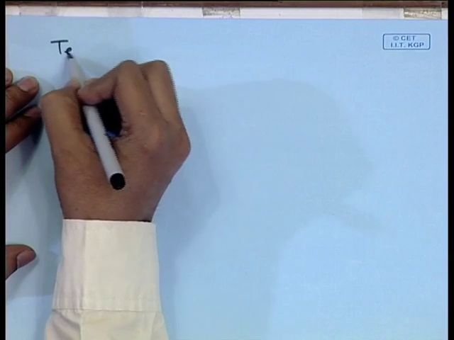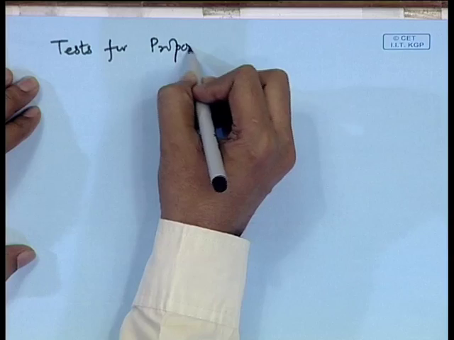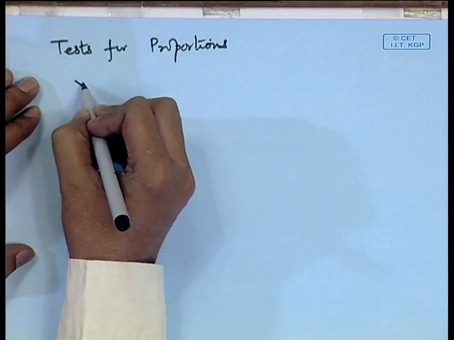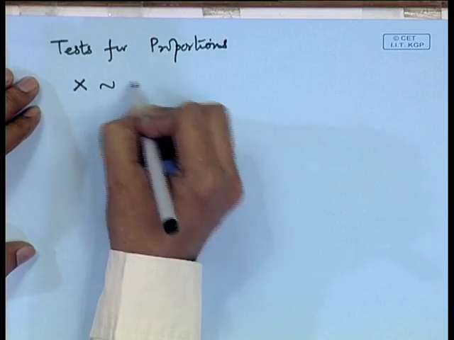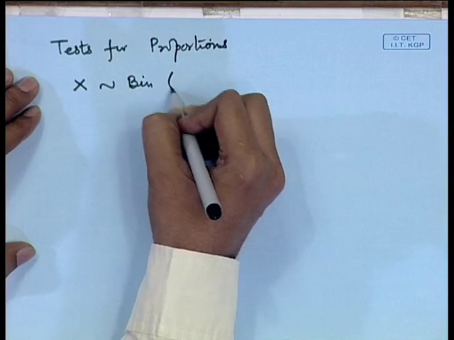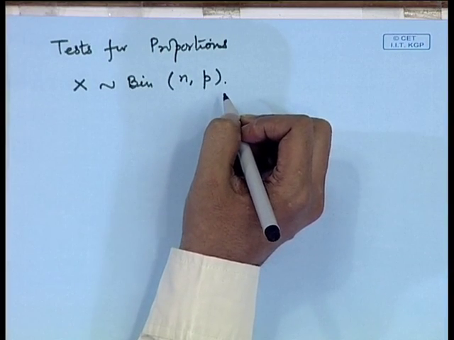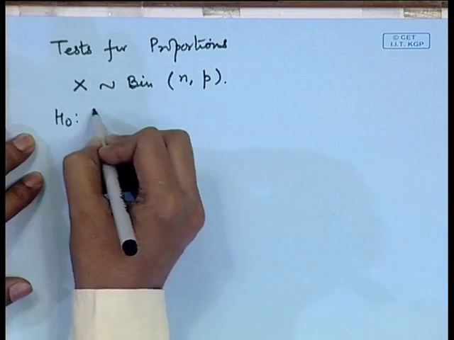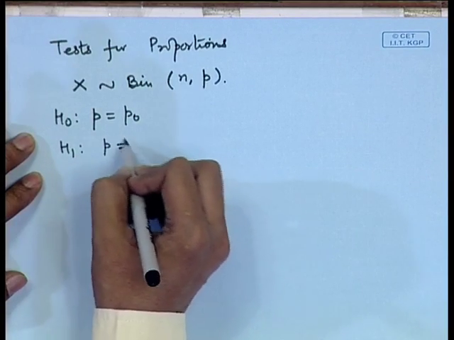Now, in the one sample problems, we may consider tests for proportions. So, the setup is that we are observing a sample from Bernoulli trials. So, we may consider the sum, and we have a setup like X following binomial(n, p) distribution, and we may be interested in testing H naught: p is equal to p naught against H 1: p is not equal to p naught.